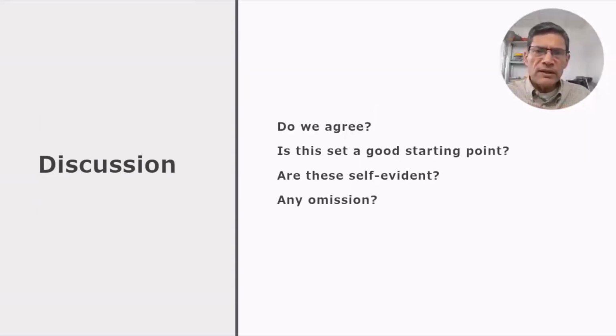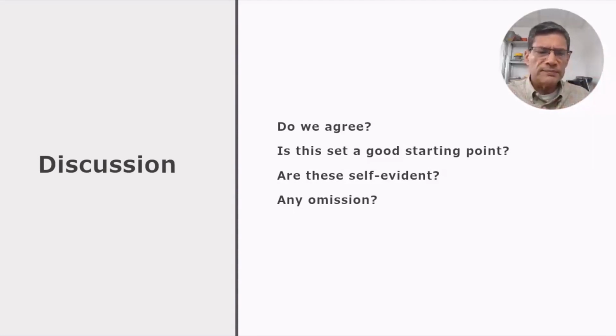After presenting the old user interface axioms, we will have a discussion. We will see if we agree on this set. Are they a good starting point? We will explore if we consider that these axioms are self-evident. We mentioned that axioms are self-evident truths, so we need to examine if these axioms that we just stated are self-evident. Are there any omissions? Of course there are others.